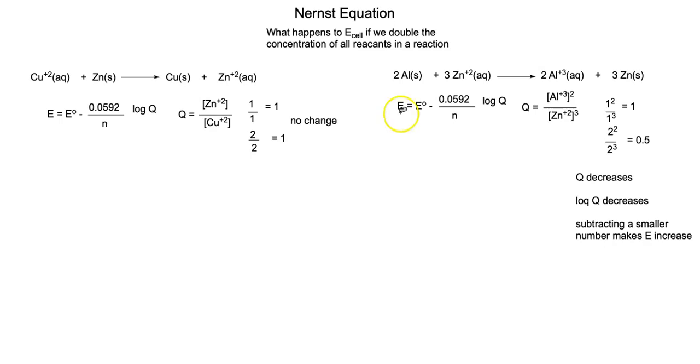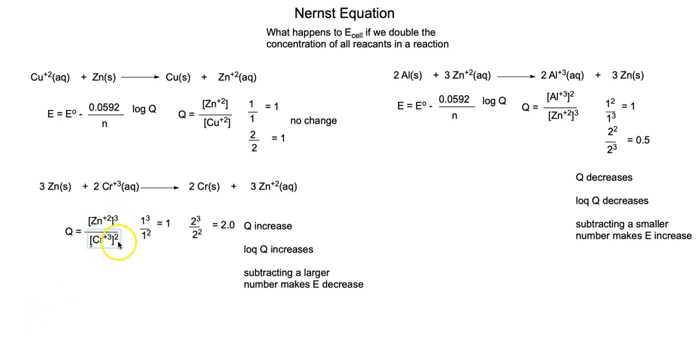Let's look at one last reaction. This time we're reacting solid zinc with chromium plus 3. We're going to do the same thing. We're going to look at the value of Q when we double the concentration and see what happens. This time we have zinc plus 2 cubed over chromium plus 3 squared. When everything is equal to 1, our Q is 1. But when everything is equal to 2, our Q is 2. So Q increases, which means the log of Q also increases. This means we're subtracting a larger number. This is going to make the value of the Ecell decrease because we're subtracting a larger number.